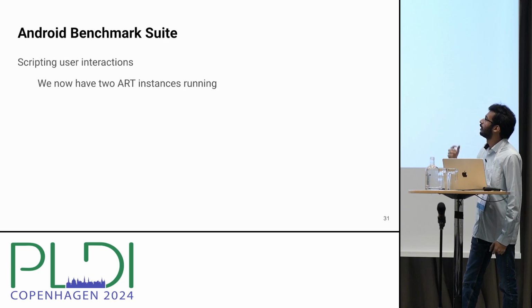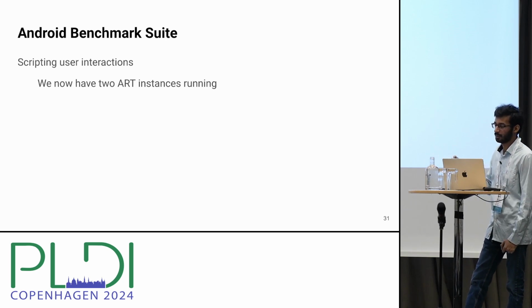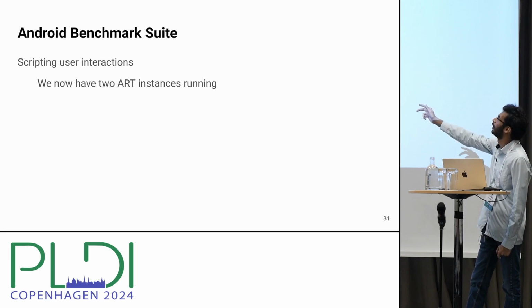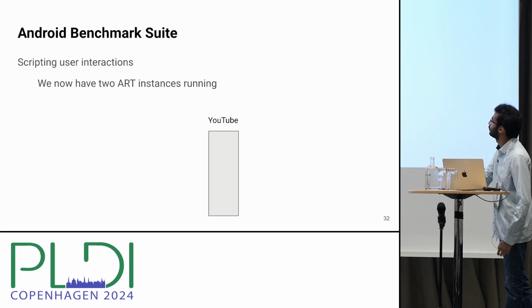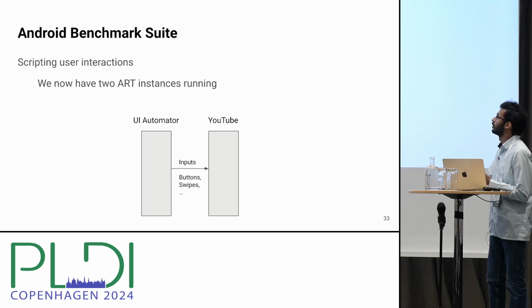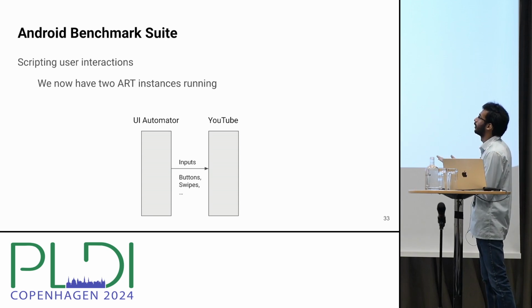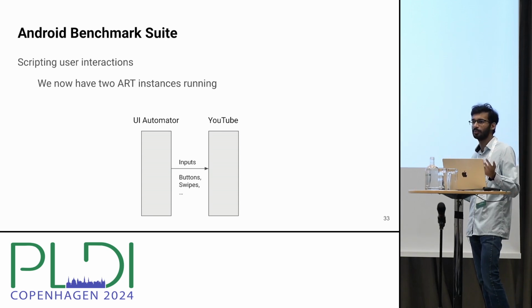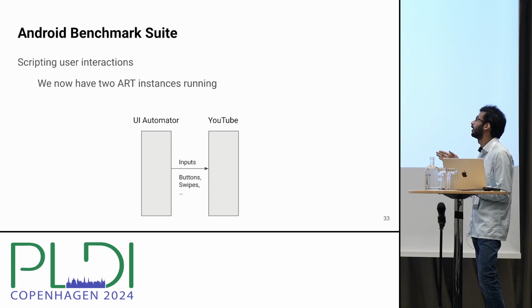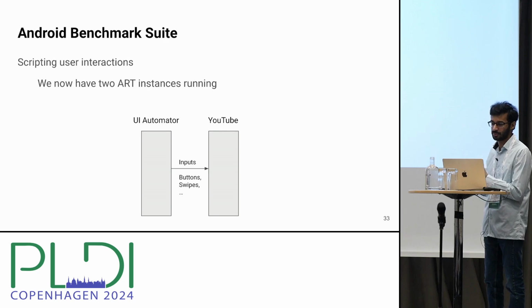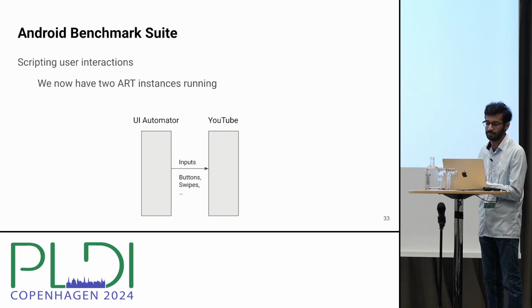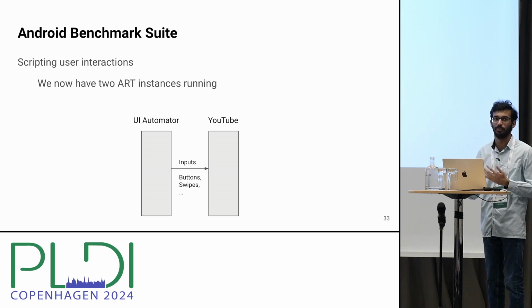But this does come with some downsides, because now we actually have two ART instances running at the same time. The first one is the application itself that we're trying to measure, and the second one is the benchmark harness running UI Automator code that is essentially sending input events to the target application. This is not ideal, of course, because we've increased the amount of variance in the system, but it's unfortunately the only way we were able to do this.